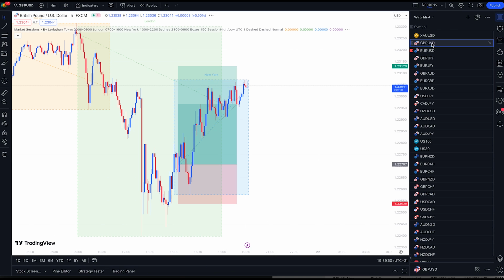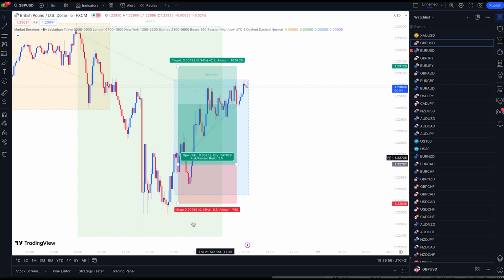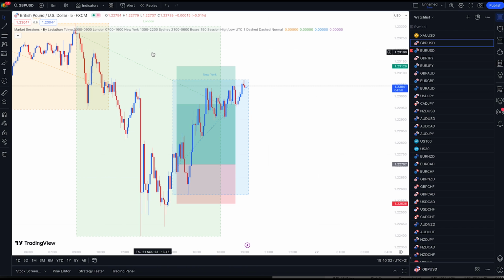Great Britain Pound USD, the same thing. Got in, so the trend prior to the New York session was a downtrend. Overall market trend was an uptrend. So I got in here, stop loss here, take profit here, and we're just left about 5 pips to hit our take profit, and I've closed the trade on about $1,400.